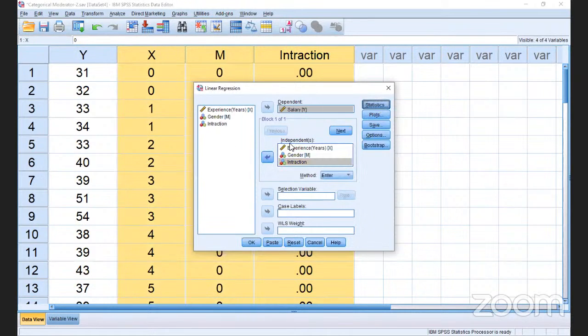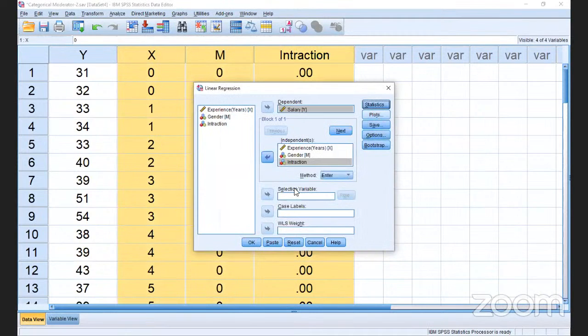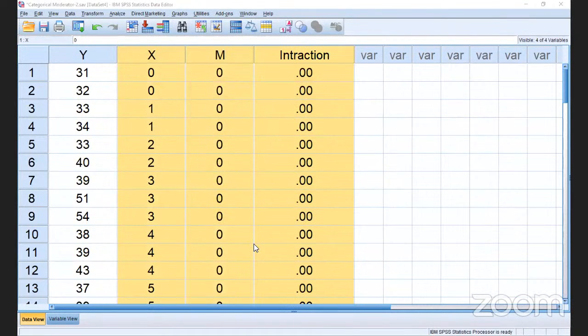Then statistics, nothing to do. I need only descriptive statistics, and then continue, and okay, because I want to see only the interaction effect, whether it is significant or not. So okay, and after okay, my output has come. I'm stopping sharing this slide and sharing the output.